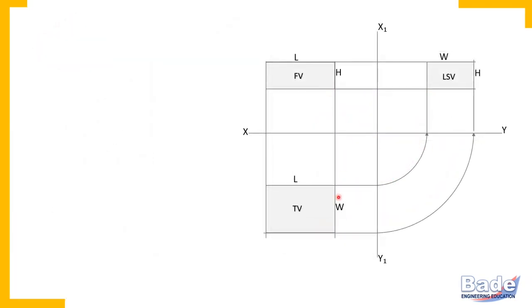Now front view, top view and left side view. In the first angle method of projection, as you know now, the top view appears below the front view and the left side view appears on the right side of the front view. Now these three views are of this object. Length doesn't mean the longest dimension. Length means the dimension of the object parallel to the length axis.